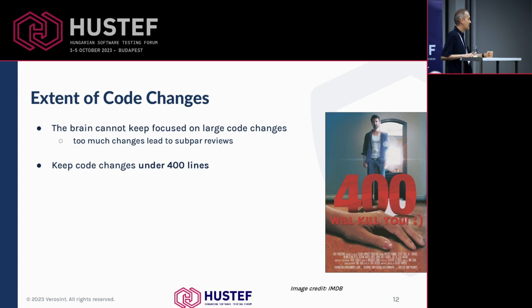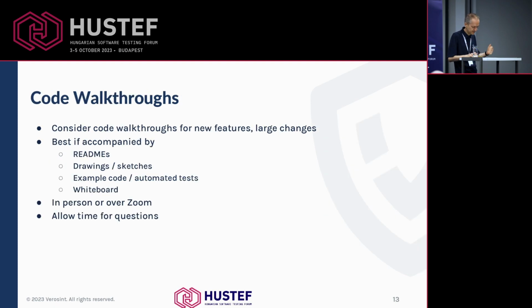I hate large code reviews, and it has been shown that if you have more than 400 lines of code, you will just not be able to grok the content of those code changes, and the quality of the code review is going to drop. You cannot concentrate. Your brain is not capable of doing that. So what can you do when you have more than that?